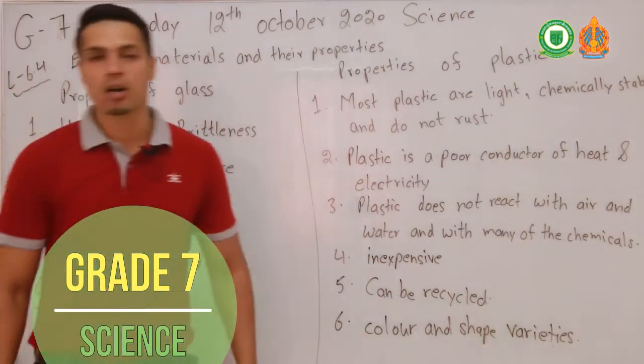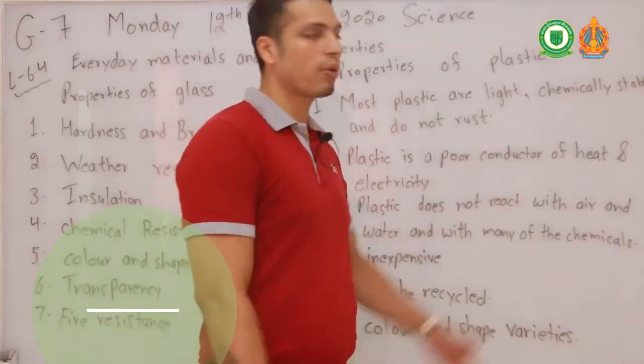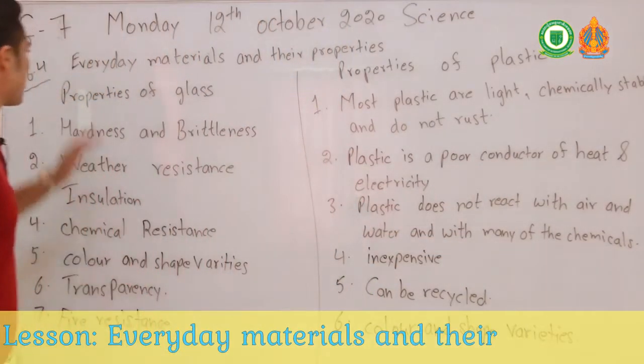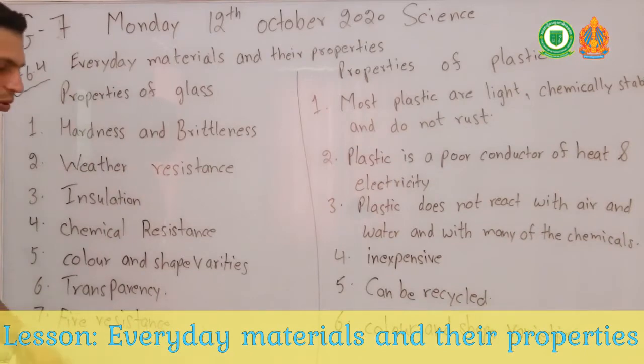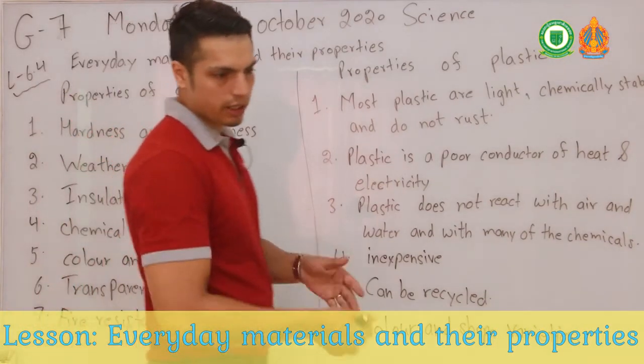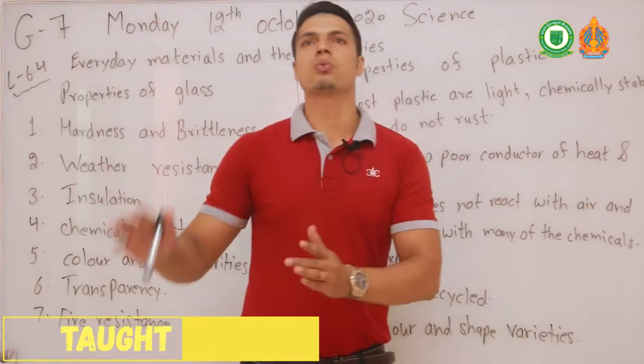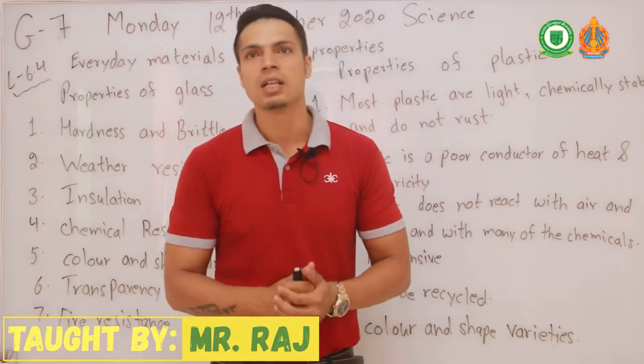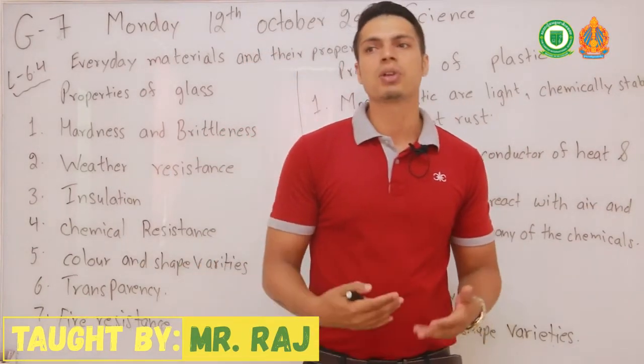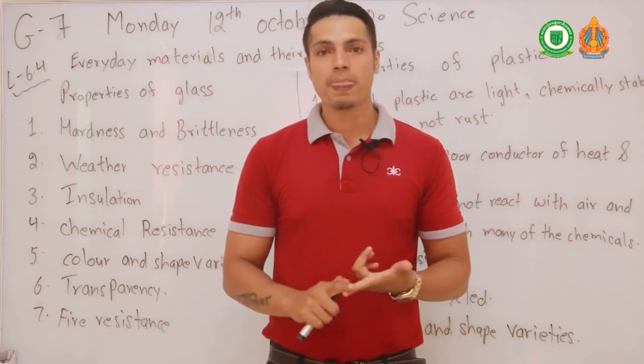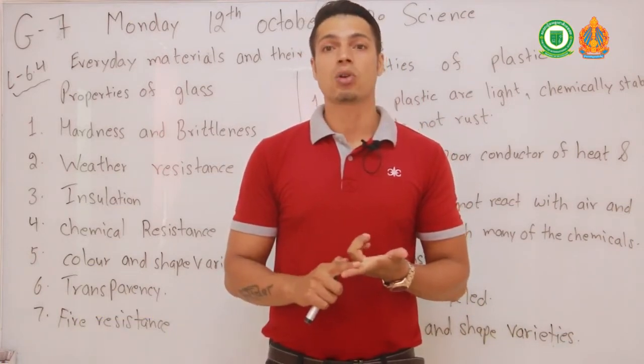So this one is about glass and plastic, okay. Today we will talk about glass and plastic. So properties of glass, okay. So first of all, where glass is used. Glass is used in many ways, okay, like windows. We have windows in the house made out of glass. Why is glass used there? Because glass is transparent, okay, and it is strong, okay.